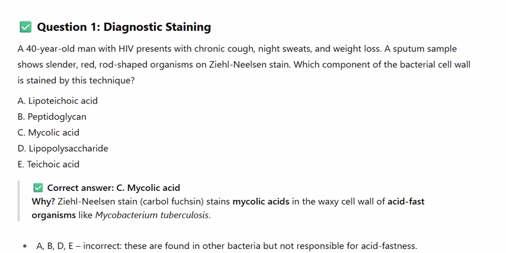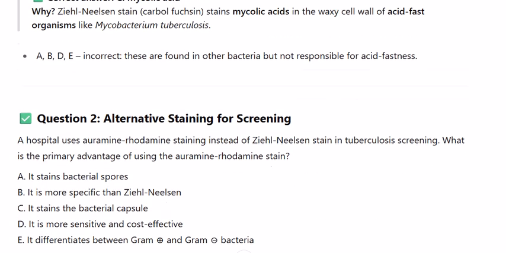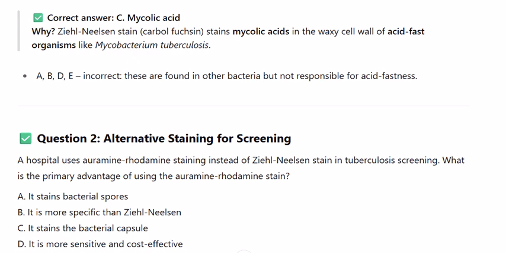Mycolic acid. Why? Ziehl-Neelsen stain carbolfuchsin stains mycolic acids in the waxy cell wall of acid-fast organisms like Mycobacterium tuberculosis. A, B, D, E are incorrect. These are found in other bacteria but are not responsible for acid-fastness.